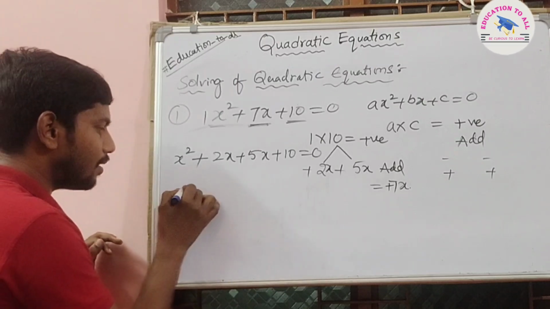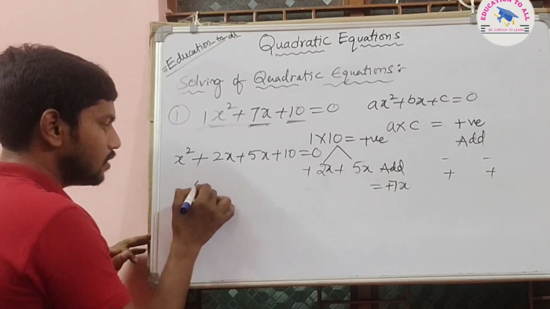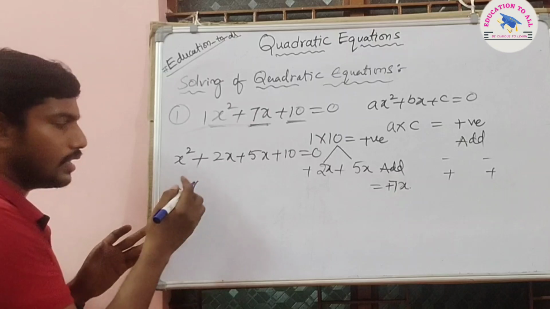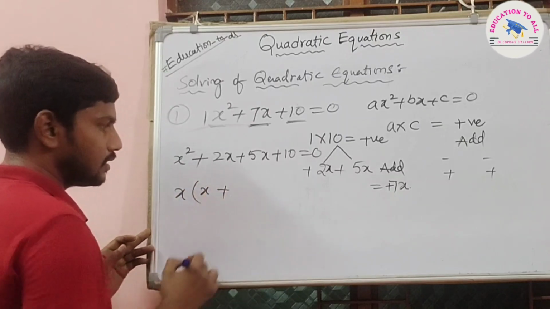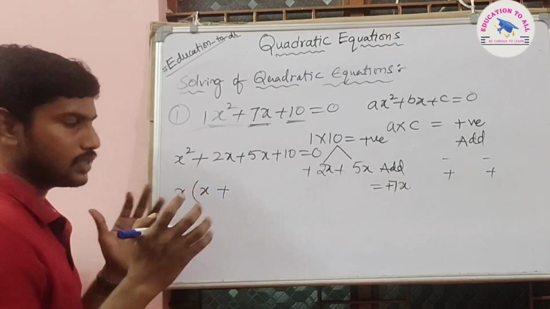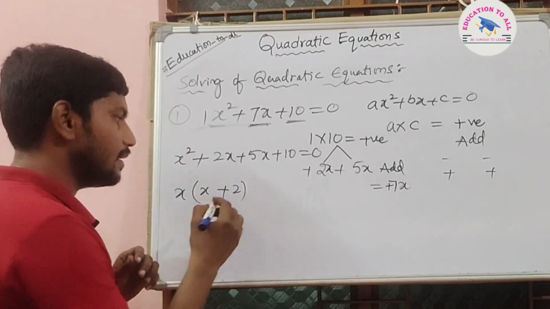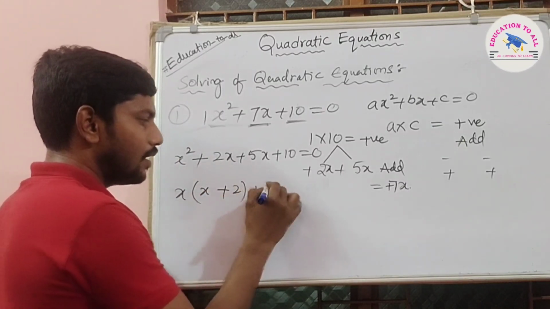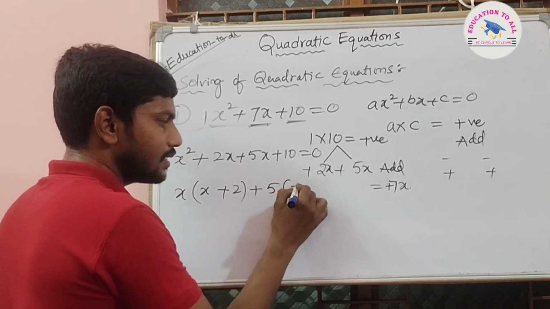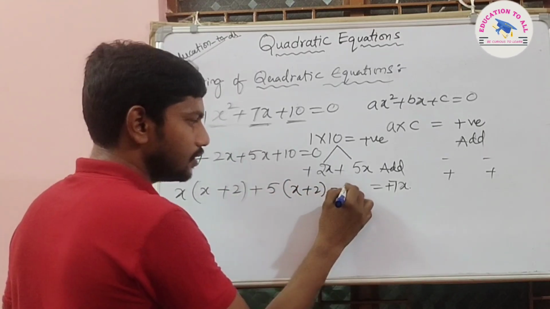So you take common for the first two terms. In x square, x is taken out, so x will be pending, plus. What is pending in 2x? Only 2 is pending. Why? Because already x is taken out. Next, take 5 common. So remaining is x plus 2 equal to 0.